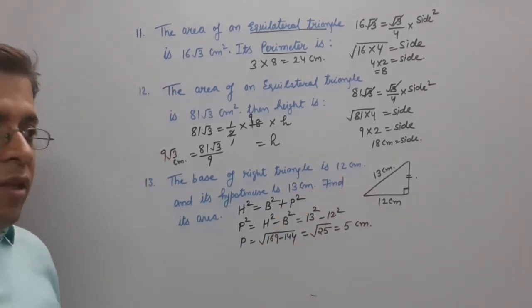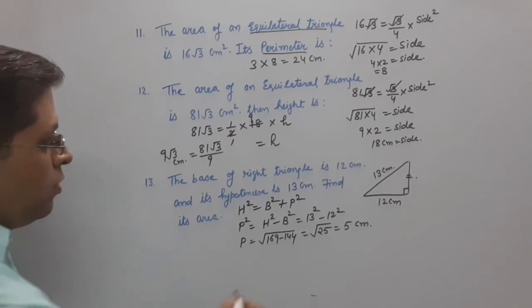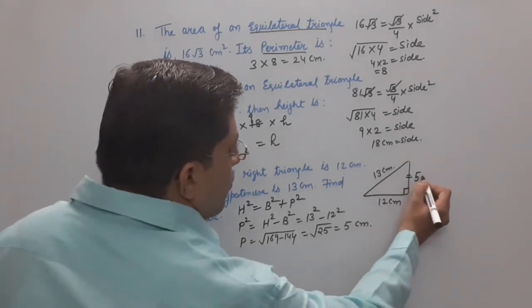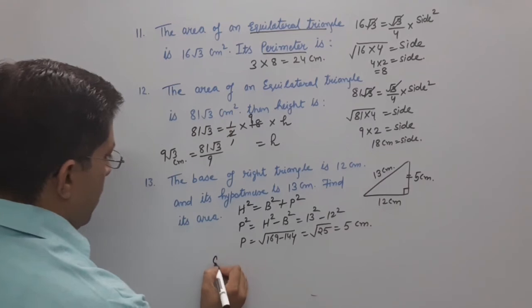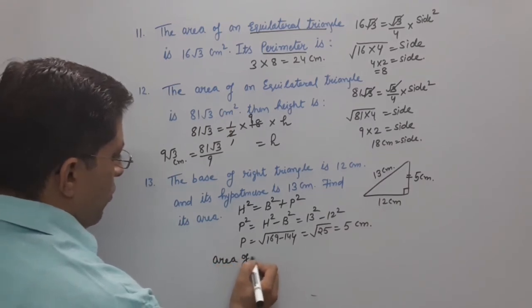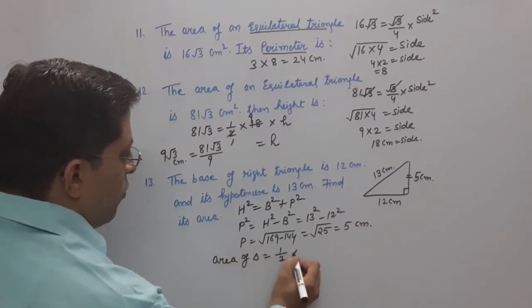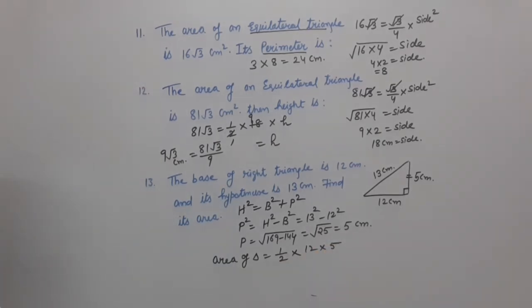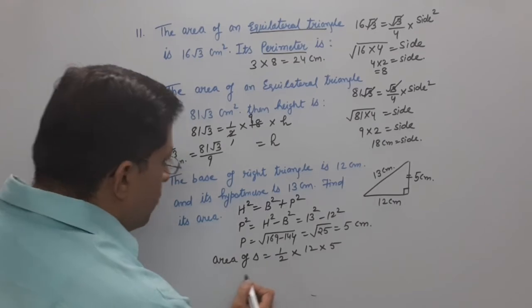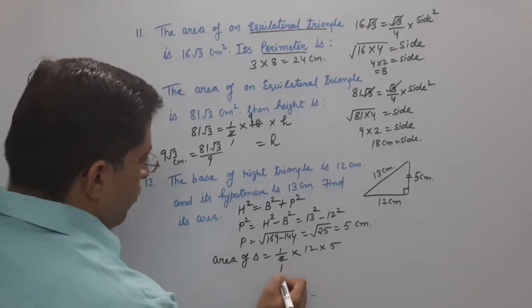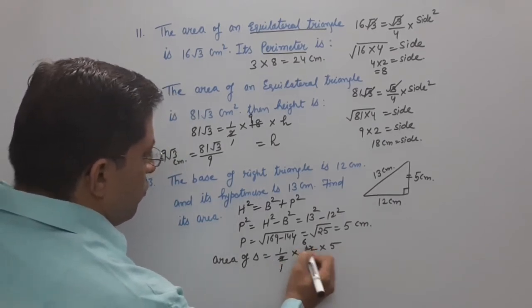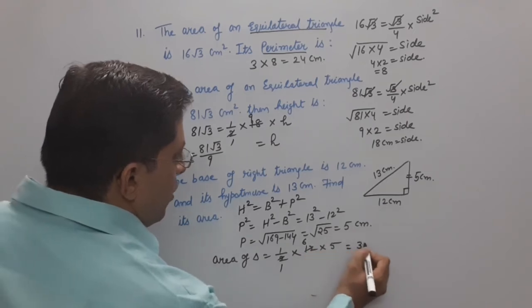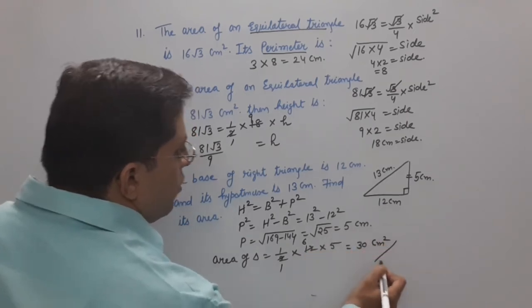Then what will be its area? Now we got 5 centimeter here. What is the area of a triangle? Half base into height. That is 2 1s are 2, 2 6s are 12, 6 5s are 30 centimeter square.